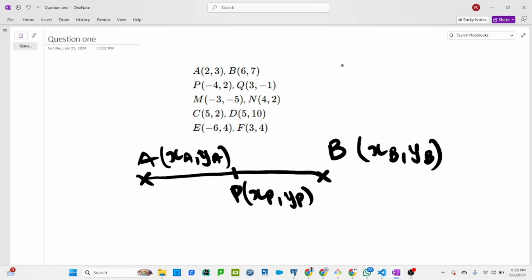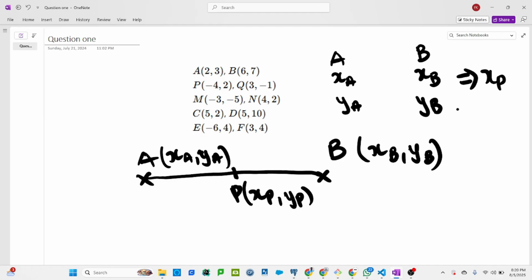For the midpoint, let's say you have point A and point B, and their values are x of A, x of B, y of A, y of B. To find the middle one, for each set of the coordinates, you have x of A, x of B, y of A, y of B. Now we are looking for the x of P from this, and also the y of P from these two values, because it is their middle point that we are looking for.